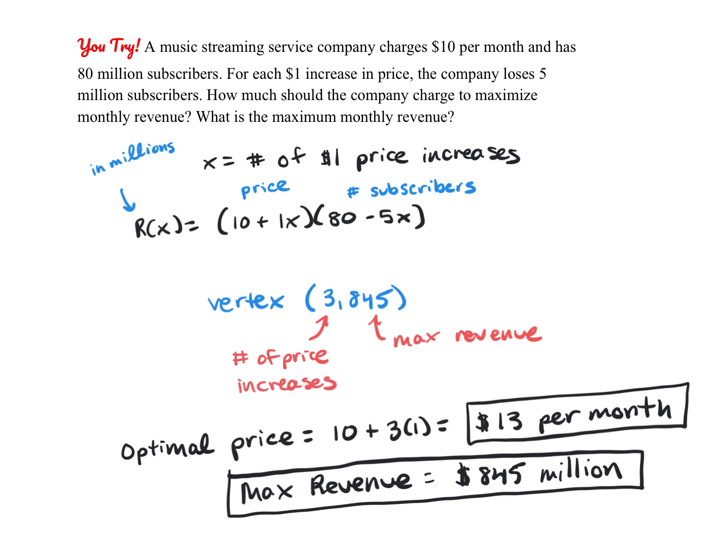There we go. So we should increase the price 3 times. So if the original price was 10 and we increase it 3 times, the optimal price is $13 per month, and then that maximum revenue would be $845 million.